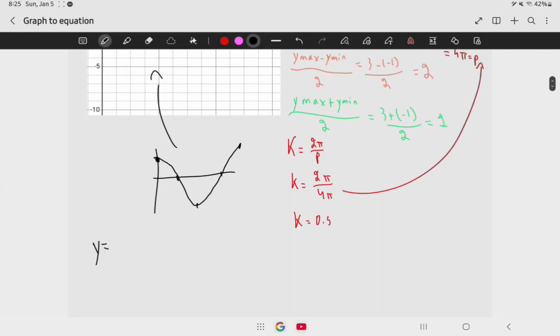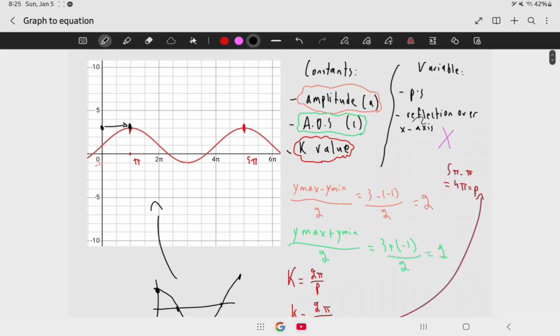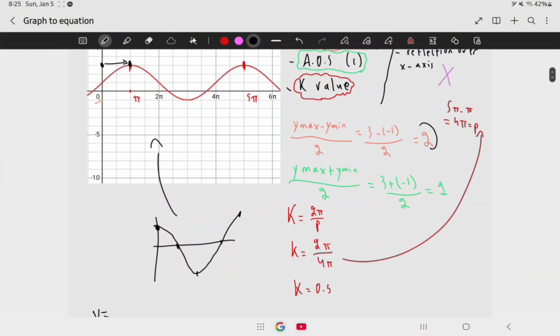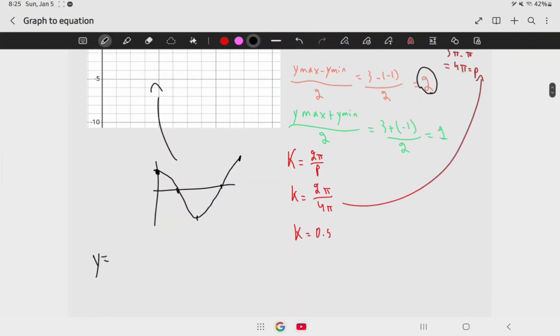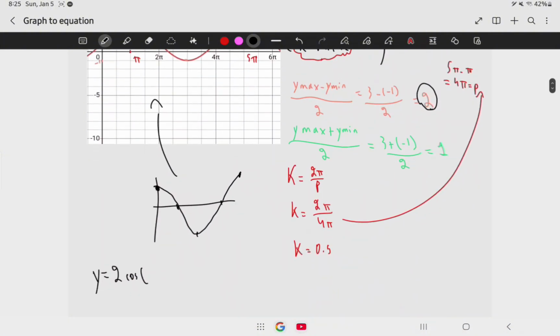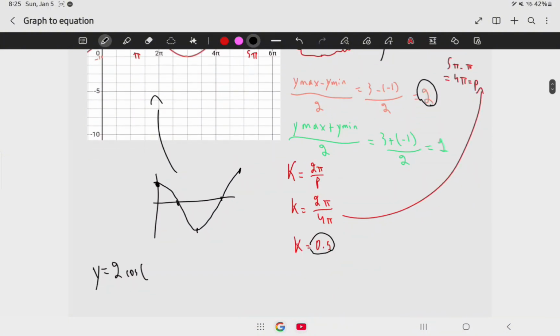So then we move on to the next thing, which would be the amplitude. And we found that our amplitude is 2. So we have y equals 2. And we also said that we're going to be using cosine. So we have y equals 2 cos. Then you open your brackets. Now we have our k value, which is 0.5. So 2 cos of 0.5. So I'll rewrite that better, 0.5.